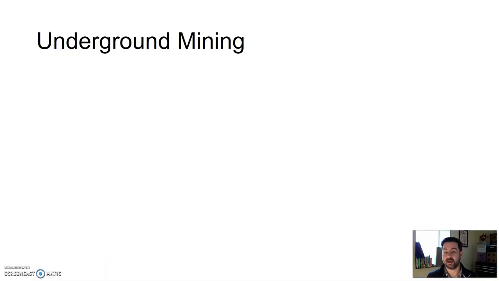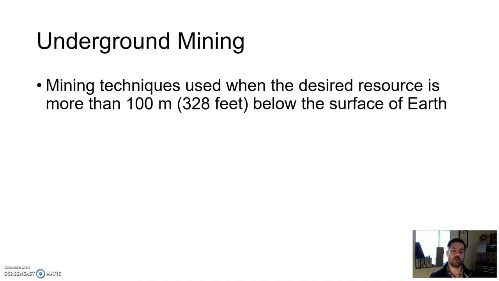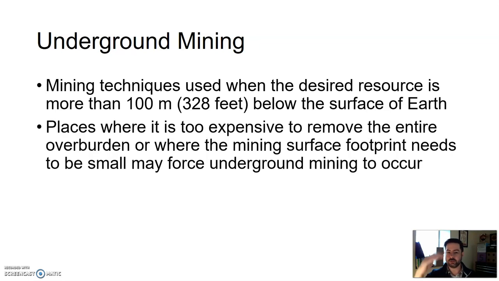But we also mine underground. Right? So that's probably another common way people think of mining. So when do we mine underground instead of just on the surface? Well, this is a mining technique we use when the desired resource is more than 100 meters, over 300 feet below the surface. It's just too expensive to dig your way down to remove 300 feet of material called overburden to get to the stuff that you want. So instead, you just drill a small hole down and attack it from the side.